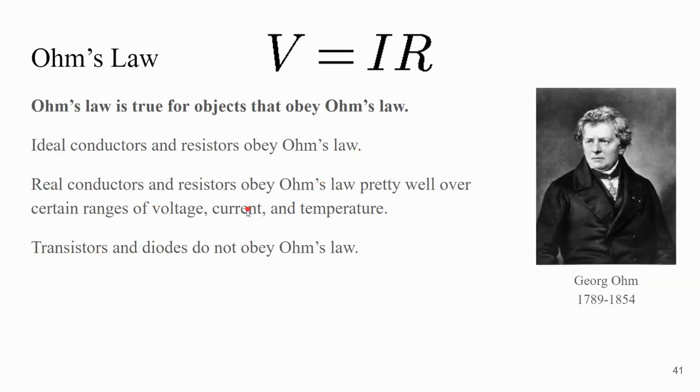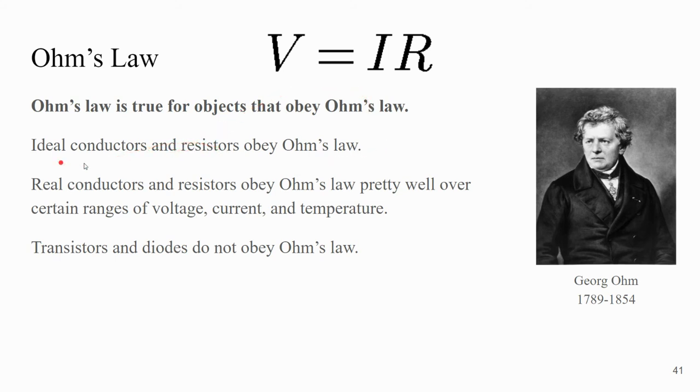So in bold, it says Ohm's law is true for objects that obey Ohm's law, which is the same thing as saying this thing is true when it's true. So there's not a whole lot of content in that statement, but that is basically how this works. Ohm's law is not like the law of conservation of momentum. Things break Ohm's law all the time. Nothing follows Ohm's law perfectly, really.